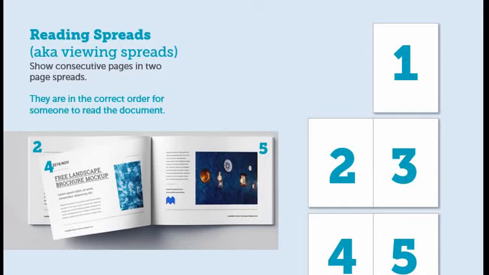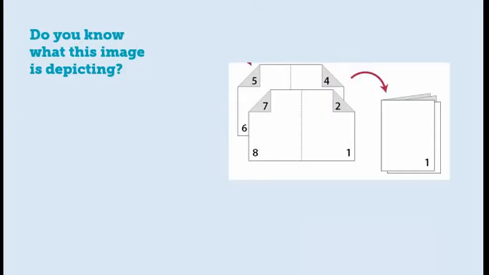So page 4 and 5 are next to each other as a spread. And the graphic on the right is showing what your pages palette would look like in Illustrator or in InDesign, where pages 2 and 3 are a spread, pages 4 and 5 are a spread. So those are called reading spreads. So if those are called reading spreads, do you know what this image might be depicting?